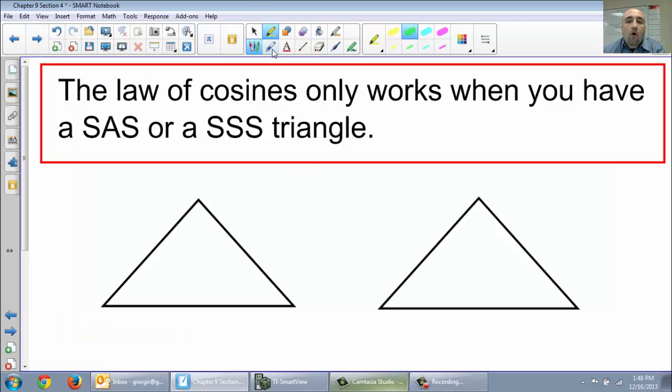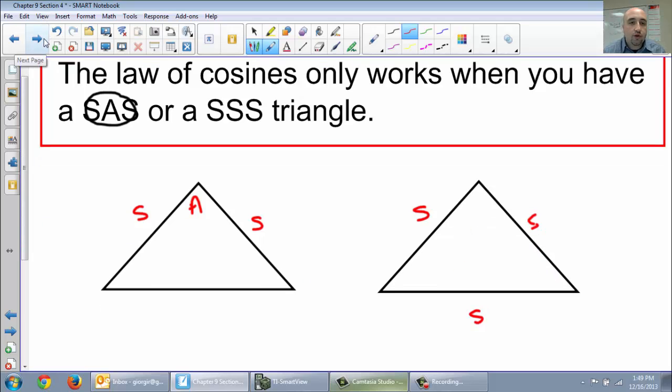So going back to the law of sines, these are the only situations that work for the law of cosines. Side angle side is the first one. So if they give you a side, an angle, and a side, you have to use law of cosines. Or if they give you all three sides, you have to use law of cosines. So these are the only two situations where law of cosines will be used. So let's do two examples, one side angle side, one side side side. Hopefully that will make sense for you.